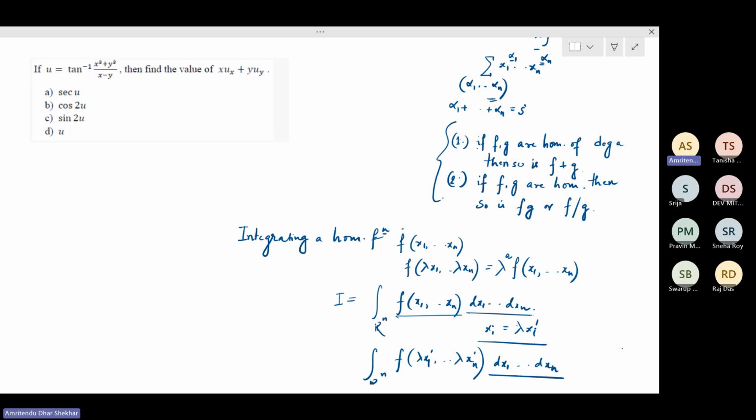You can try with some examples. You can try to construct some homogeneous functions of degree not equal to 2, let's say degree equal to 3, and then try to integrate that function. So let's say you take a simple homogeneous function, something like xy squared. This is a homogeneous function of degree 3, and let's see what happens if you try to integrate this over R2.